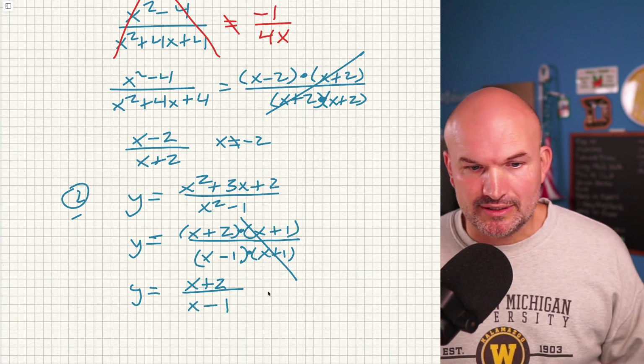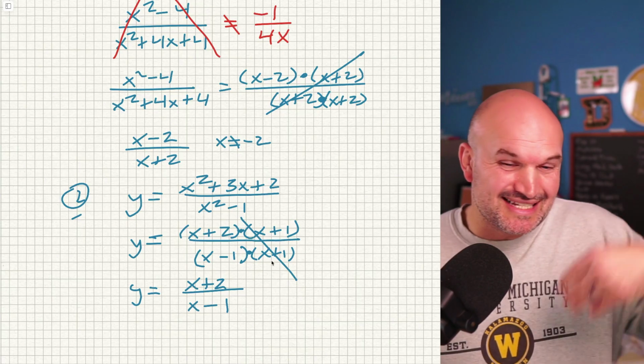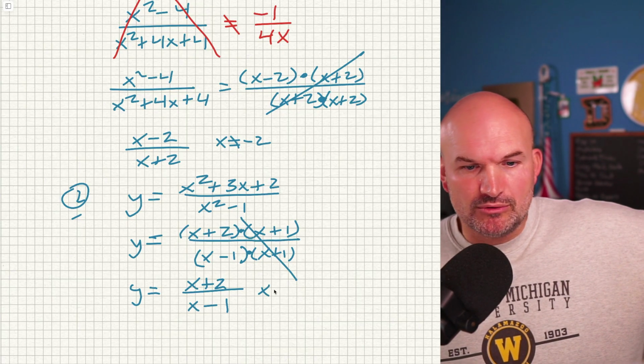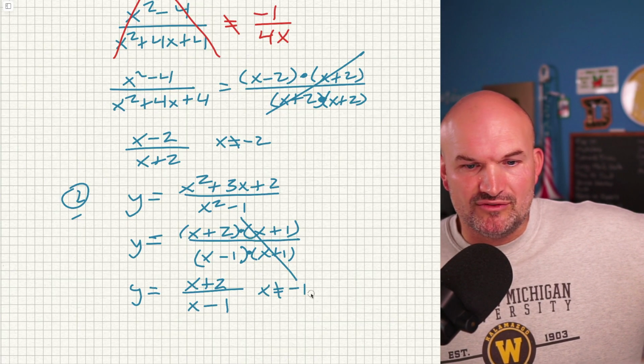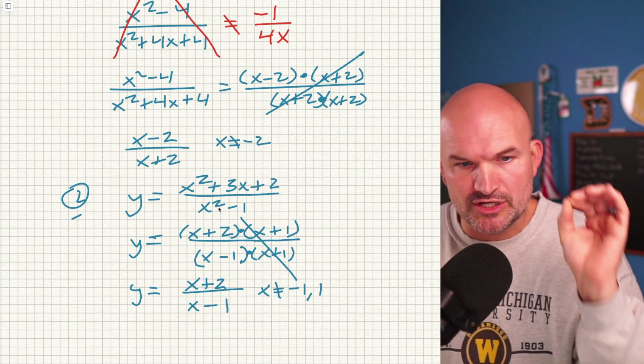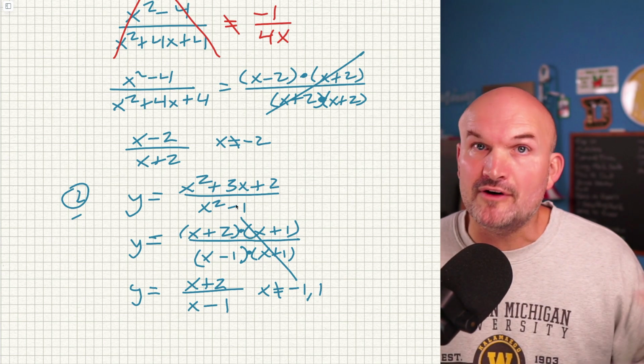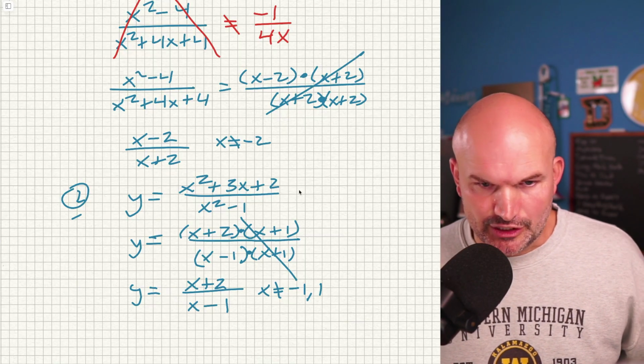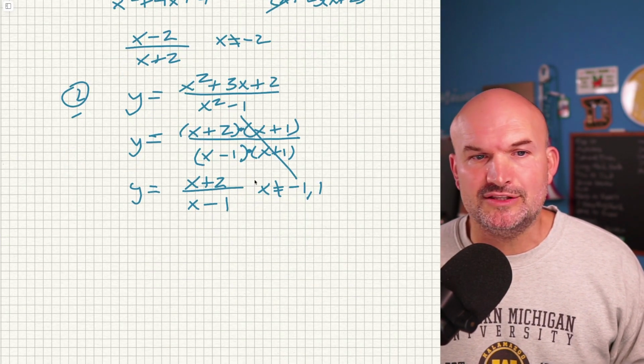That's critically important, right? Because even though this got divided out, we still know our restrictions: x cannot equal negative 1 as well as positive 1, right? Because from our original function, those are the two values that make our denominator equal to 0, which is not good. Now, what would be the mistake the students will make?